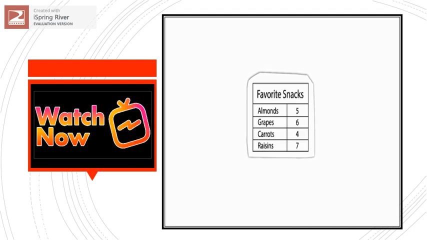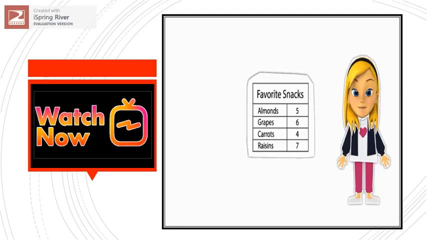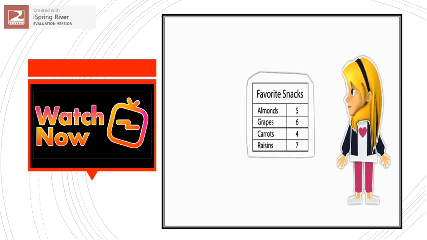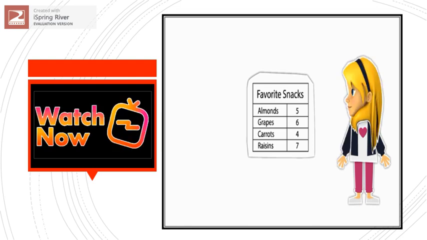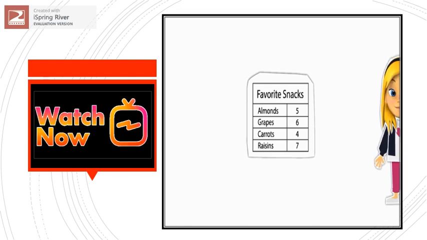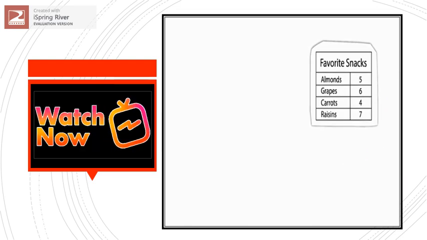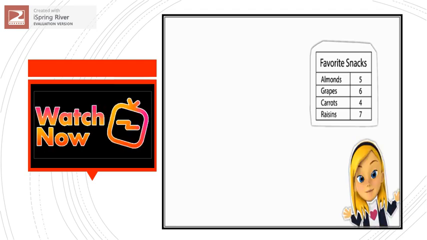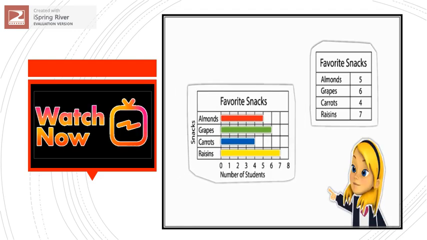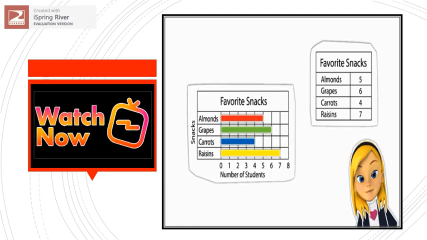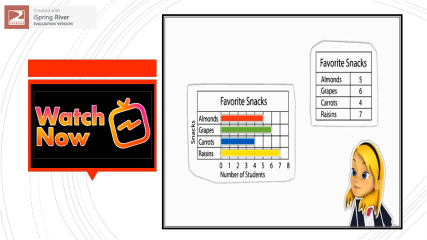Here we have a table of data showing the favorite snacks of the students in Emily's class. Cool info, but I want to see this information on a nice, colorful bar graph. No problem, Emily. We can make that happen. All we have to do is use bars instead of numbers, right? That's right. So for each snack, the total number of students represents a different colored bar. And voila!